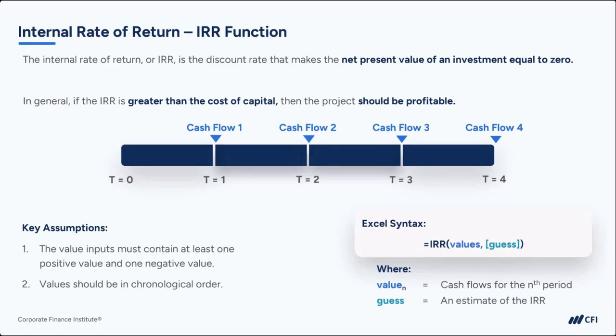The second argument in IRR is not required. The analyst can put in a guess, an estimate of what the IRR could be. If this is omitted from the function, Excel assumes it to be 10%, but again, it's not necessary to enter a guess.